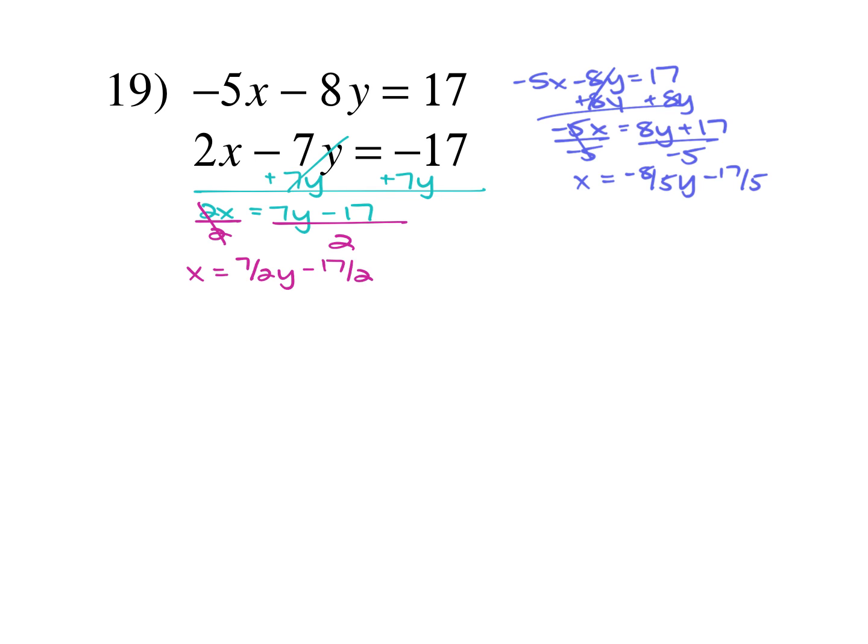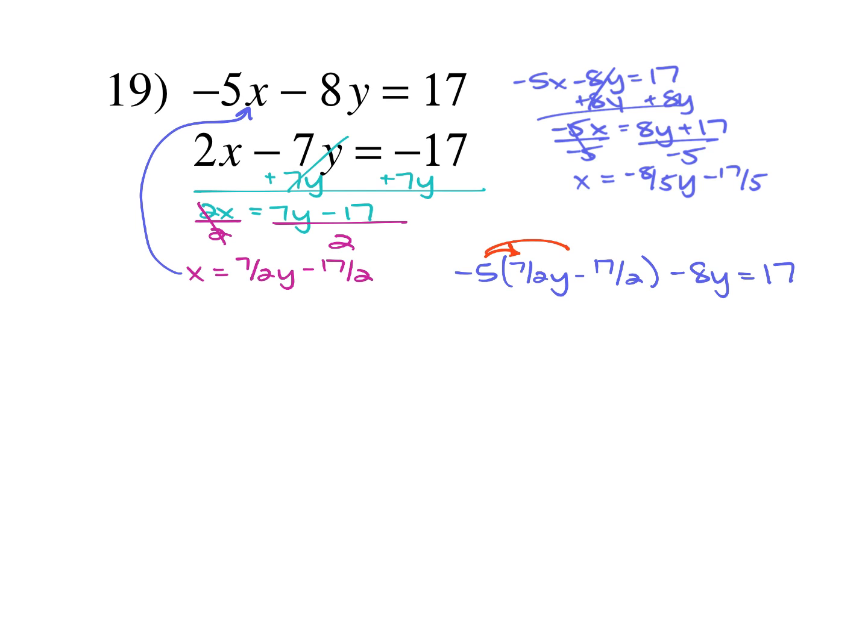From here, I'm going to work with x is equal to 7 over 2y minus 17 over 2 and plug that in for x in the top equation. This is going to give us negative 5 times 7 over 2y minus 17 over 2, minus 8y is equal to 17.